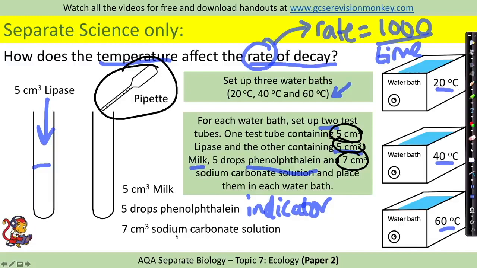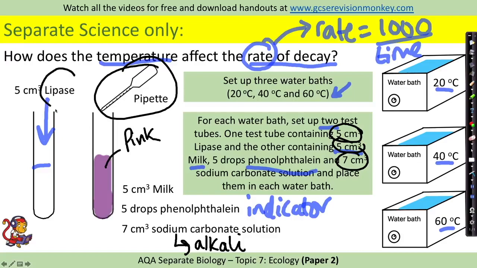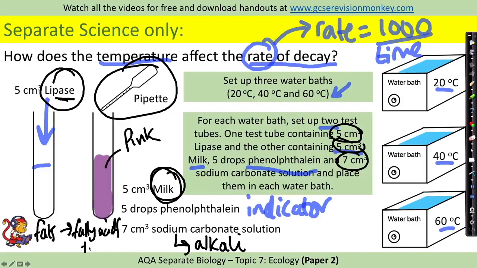Now the sodium carbonate solution makes the solution first of all an alkali. So with phenolphthalein it will go pink in alkali conditions. That was the closest colour I could get to pink. So we go pink in alkali conditions. And what will happen in this experiment is the lipase is an enzyme that will break down the fats in milk. And when fats are broken down, they are broken down by the lipase into fatty acids and glycerol. And it is this product here, the acids, that causes a colour change.